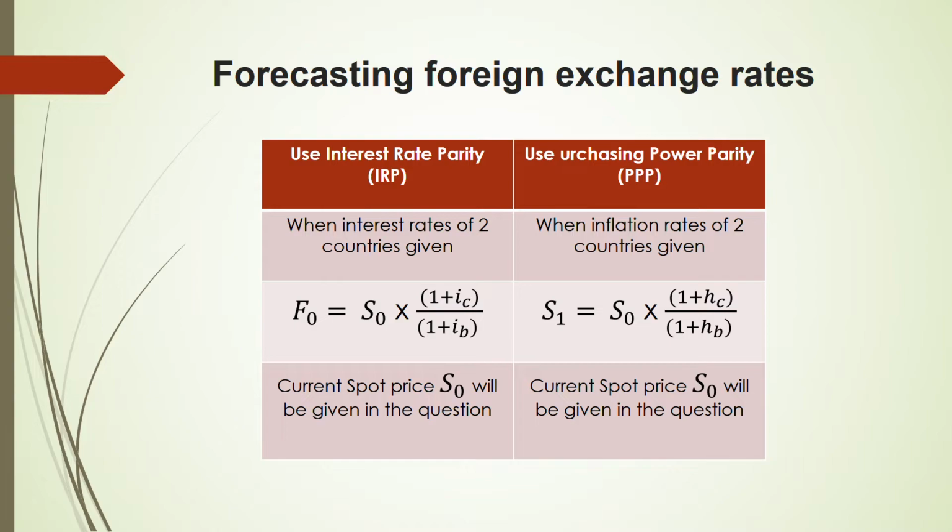How are you going to do that? Using these formulas. Either this or that, depending on what is given in the case study. If it is interest rate, then interest rate. If it is inflation, then it is PPP. But the formula remains the same. Also check, whether you are using interest rate or inflation, which one is going to the top and which one is coming to the bottom. That matters a lot. You cannot use it any way.